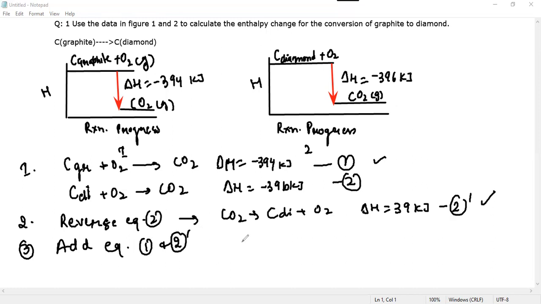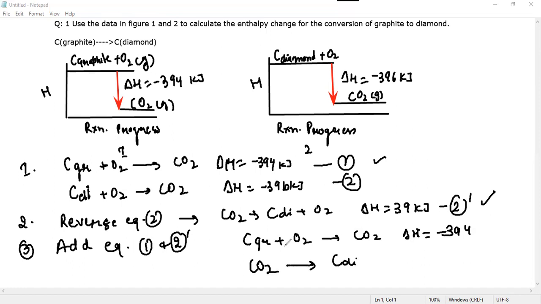So I'm going to write the first equation, which is C graphite plus O2 becoming CO2, and don't forget to write the delta H value. We didn't do anything with this one, so it will stay as it is, which is negative 394. And this is my 2 dash equation. So it is CO2 becoming C diamond plus O2, and delta H for this one is 396 kilojoules. Okay, so let's go ahead and add it.